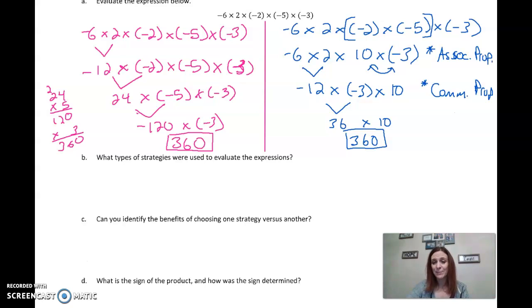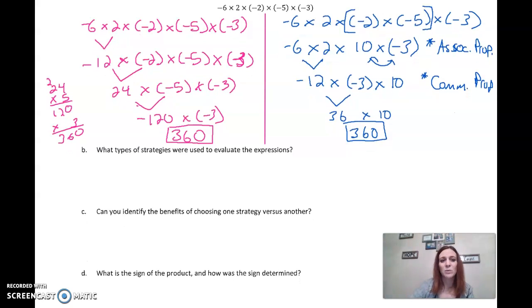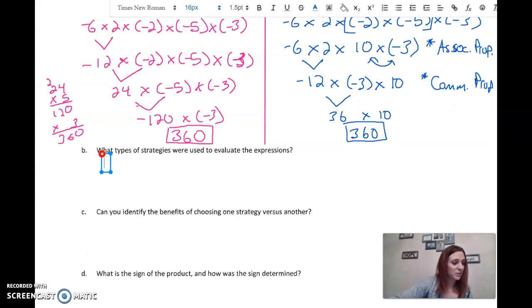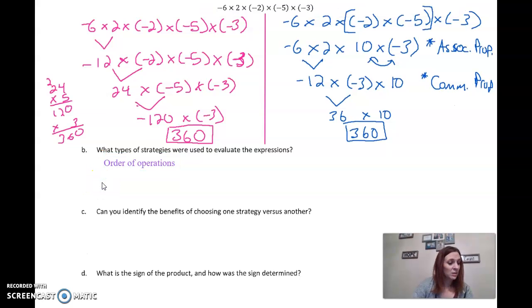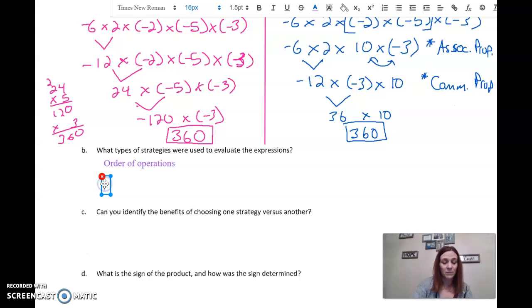Okay, I wrote down all the steps on this one, but there are a lot more of these that we could do in our head. And that's really what these properties help us do. Take big problems and hopefully make them a little bit easier to understand. So if we answer these questions real quick, it says, what types of strategies were used to evaluate the expressions? Well, let's see if I can get a text box to work right here. We used order of operations. We also used the associative and commutative properties.